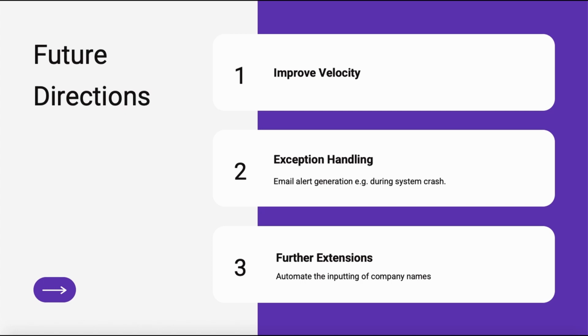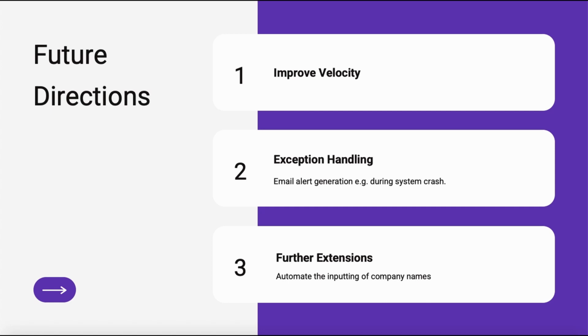Secondly, we still need to focus on exception handling. This is because there might be some errors or changes that we didn't expect before. For example, we can set up an email alert for the development team so that they can quickly respond to that and resolve the problem as soon as possible.